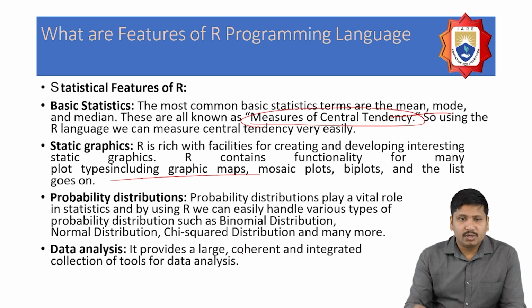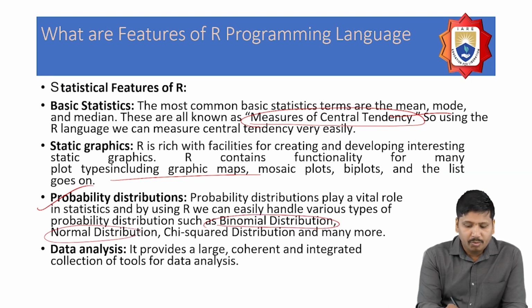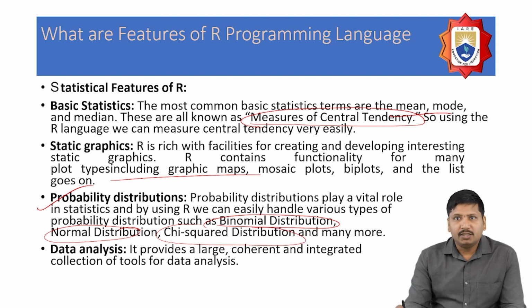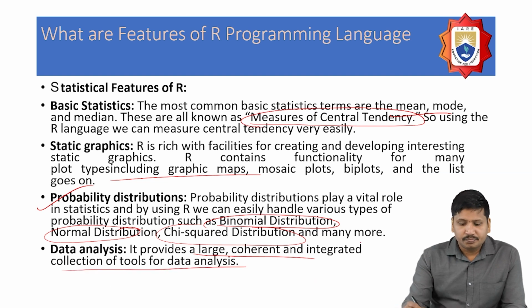And the next one is probability distributions. Probability distribution plays a vital role in statistics, and by using R we can easily handle various types of probability distributions such as binomial distribution, normal distribution, chi-square distribution, and many more. And data analysis provides a large, coherent, and integrated collection of tools for data analysis.